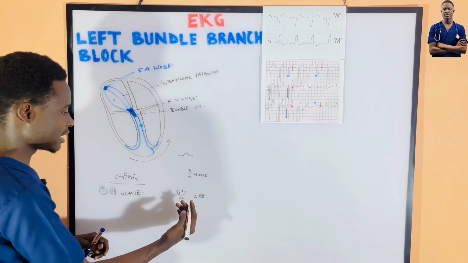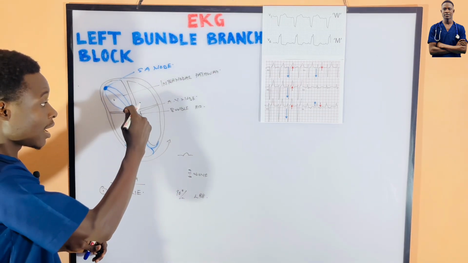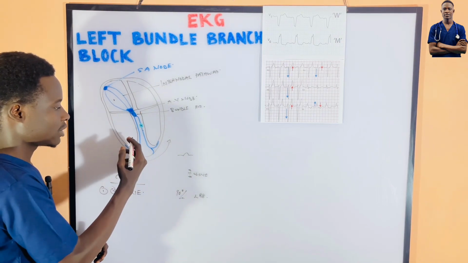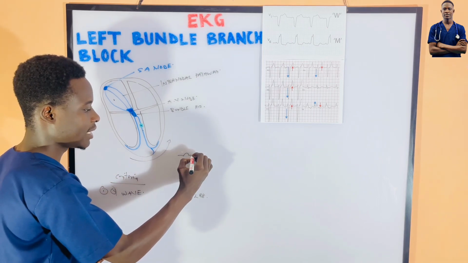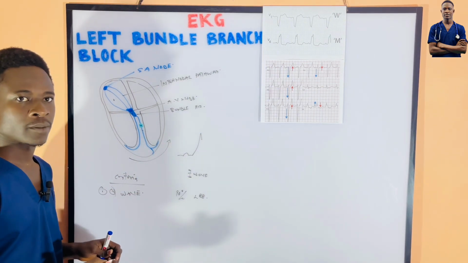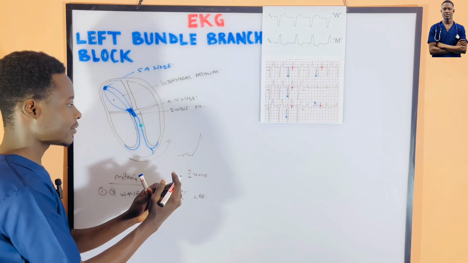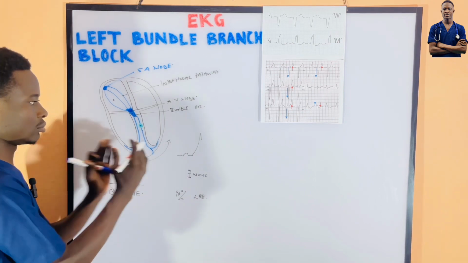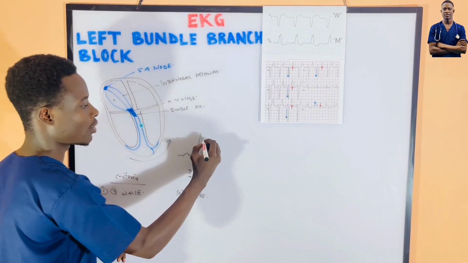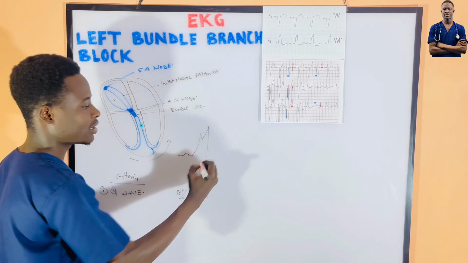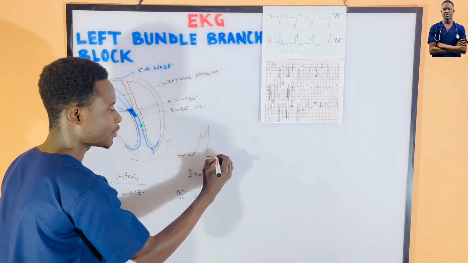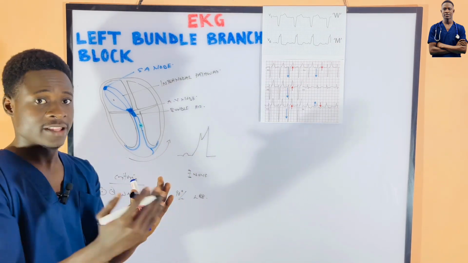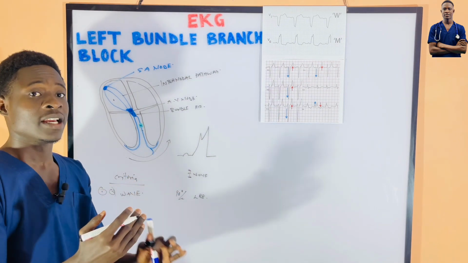Aside from that, the second criterion is that after the blockage, all the electrical impulses get to the right side of the heart, and the right side will depolarize first. After the depolarization of the right ventricles, the electrical impulses then move into the left ventricles slowly and cause left ventricular depolarization. And because of that, we get what? Two depolarizations at different times.